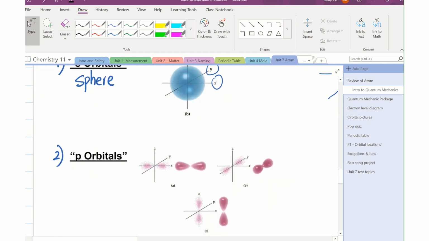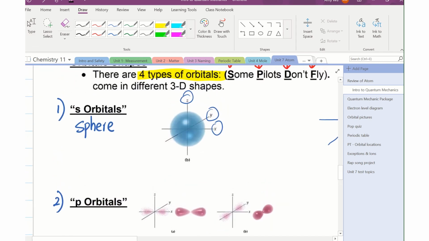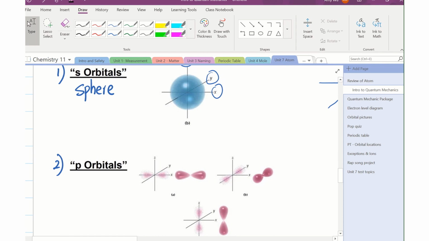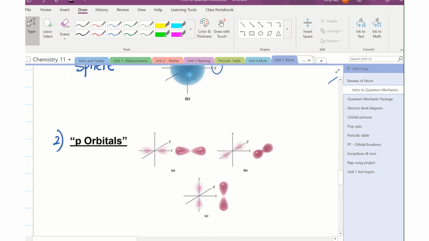The second type of orbital is called the P orbitals. There are three of them. Three P orbitals, and the shape of the P orbitals, you can think of as a double lobe.